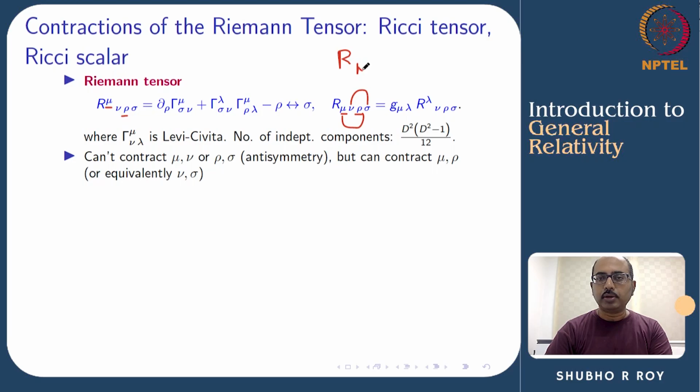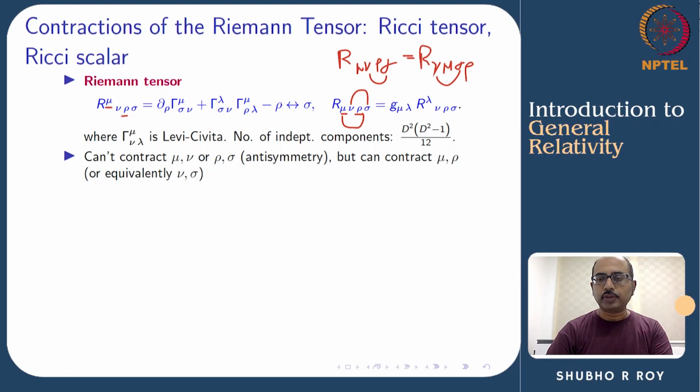R mu nu rho sigma is equal to the same with mu and nu swapped, and then we can also swap sigma and rho. Then you can see that if I contract the first and the third, it gives you the same as contracting the second and fourth. As you can see, contracting mu and sigma, the second and the fourth, is the same as contracting the first and the third. So it doesn't give you any difference.